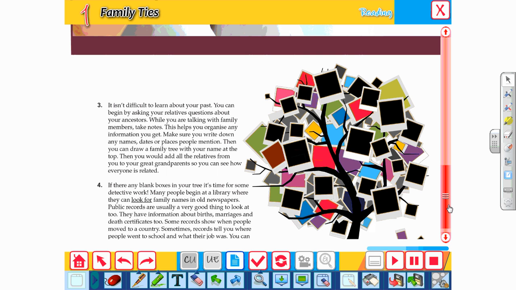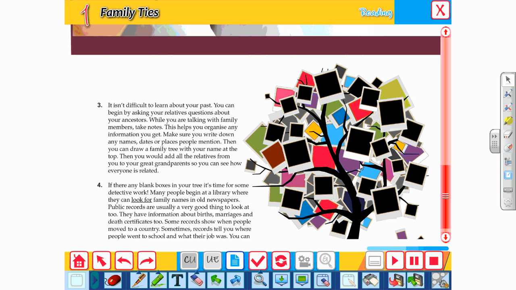And don't forget that taking notes is going to help you a lot. Write any piece of information that could help you. Write the names, the dates, and the places that the people mention. 4. What could you do if you still have some blank places, blank boxes here?